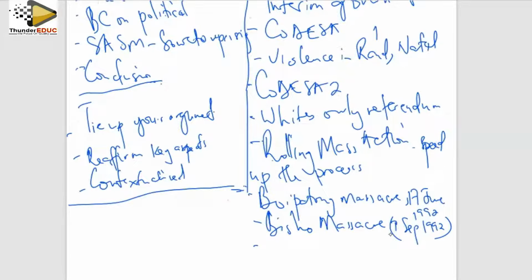Then we also have the Record of Understanding. This was signed between Roelf Meyer and Cyril Ramaphosa. That was on the 26th of September, 1992. Right, it shows sacrifice, this one. It shows great commitment by the players or the leaders in the negotiation process.